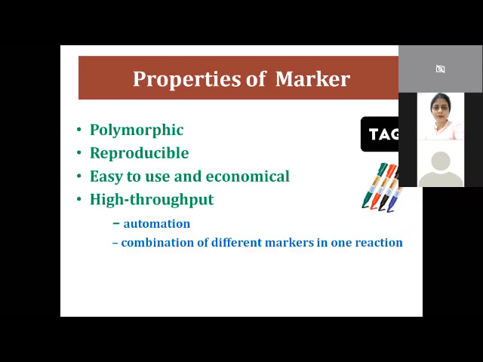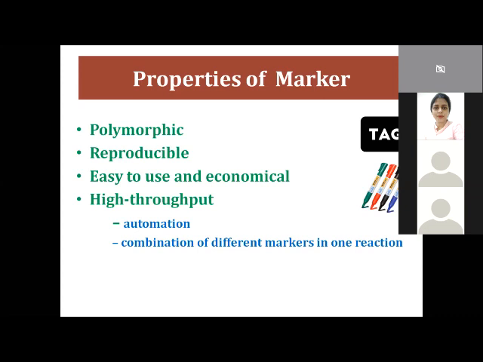Now the properties of a marker. What should be the properties of a good or a perfect marker? The very first, it should be polymorphic. Anyone can tell me what polymorphic marker means? Ma'am, different form. Different form means what? I'm telling you, a marker is polymorphic. Poly means different, morph means form. So how can you explain the polymorphic marker?